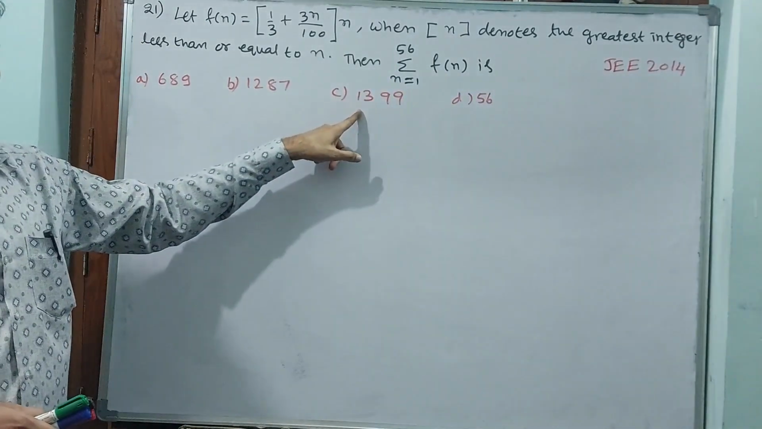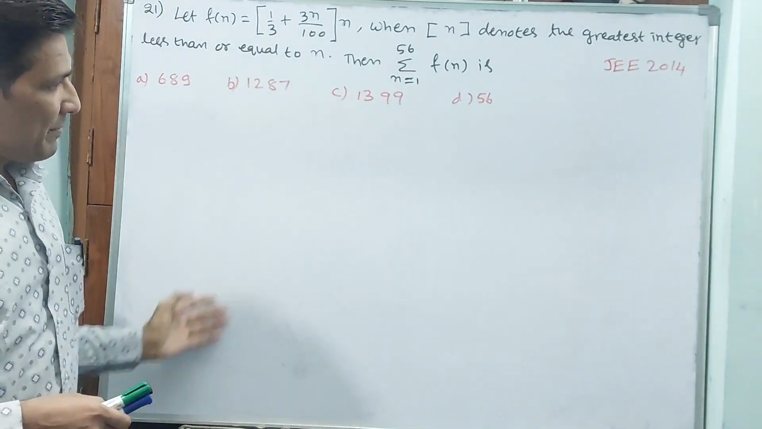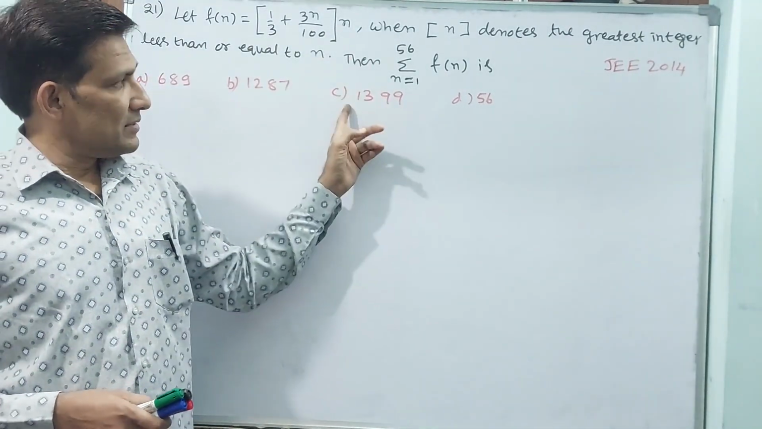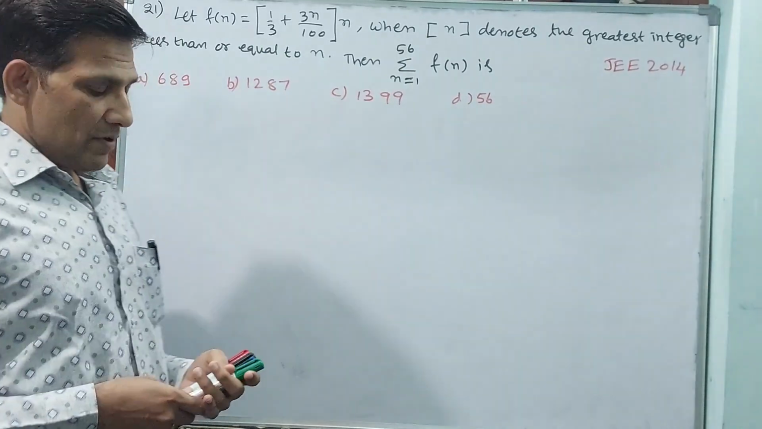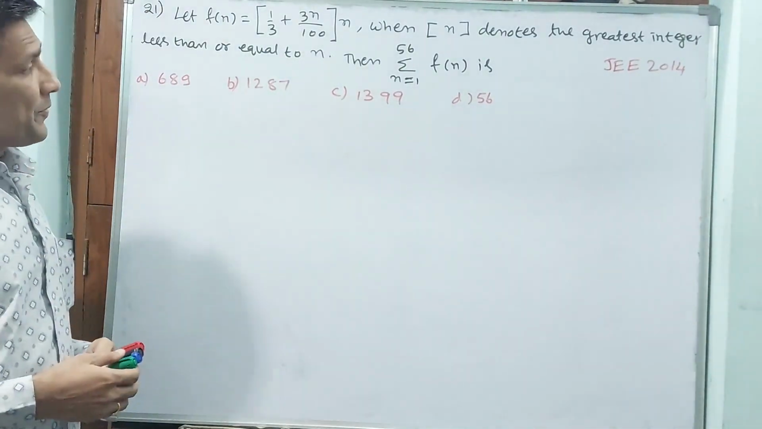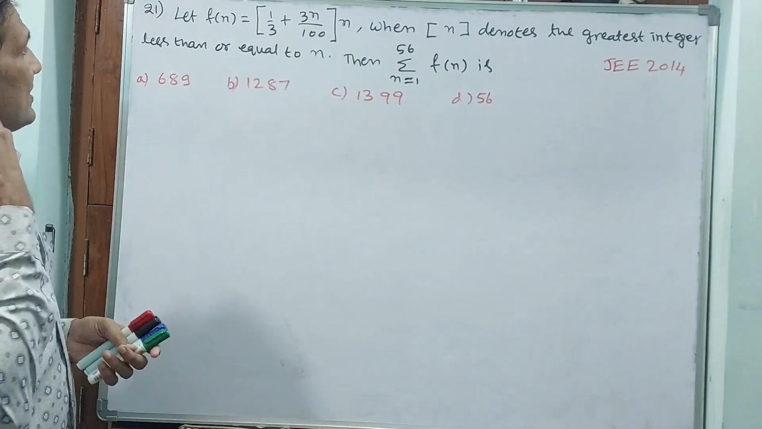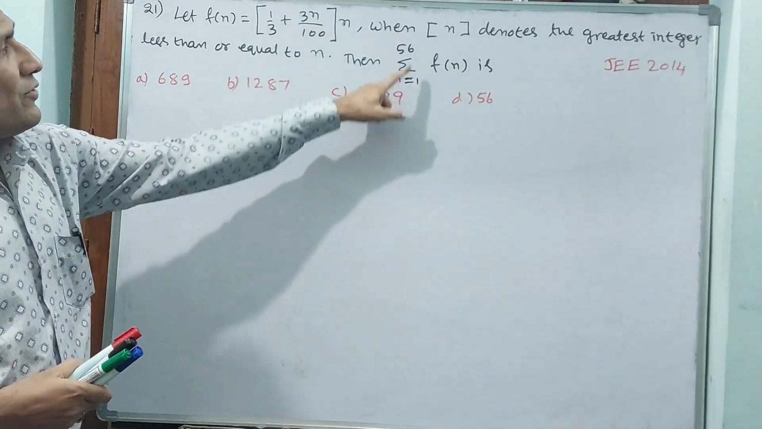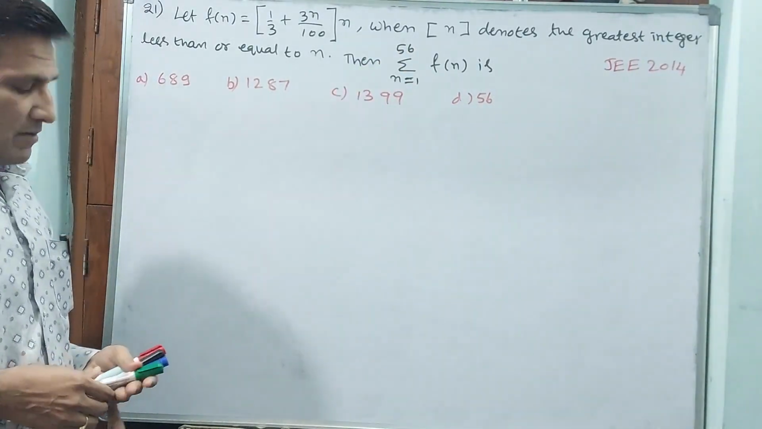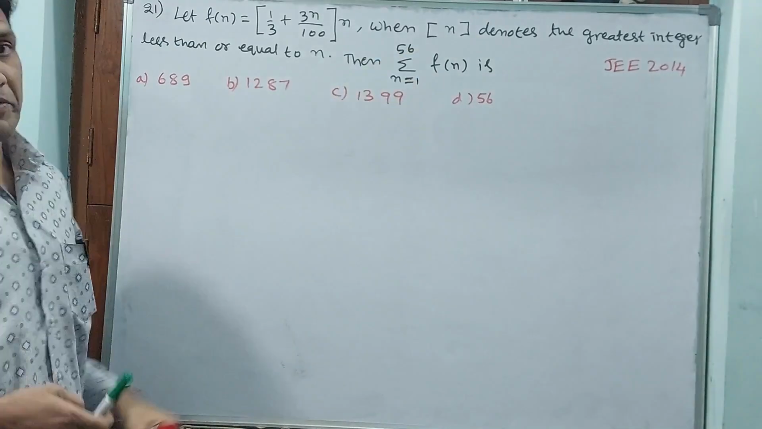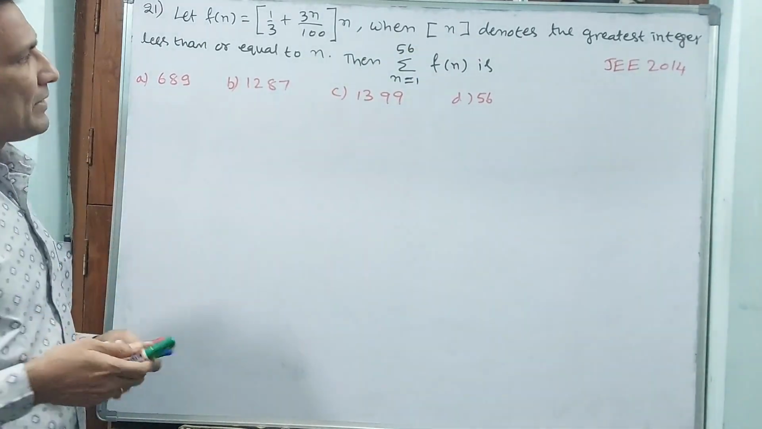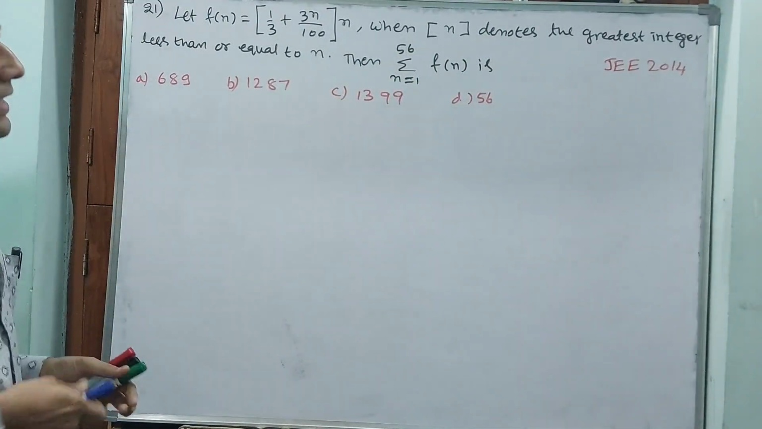See, the answer is C. Why? Because I may have a space or not, then I am going to rub this. Let us see what will happen. Now how are you going to find this? Because n from 1 to 56 they are asking. First I will put 1 and I will put 56, then we will compare and come to some conclusion.